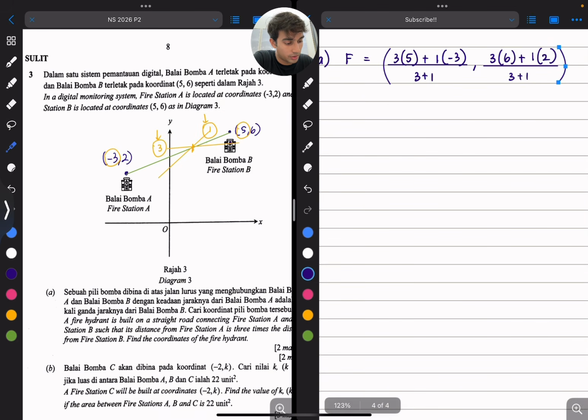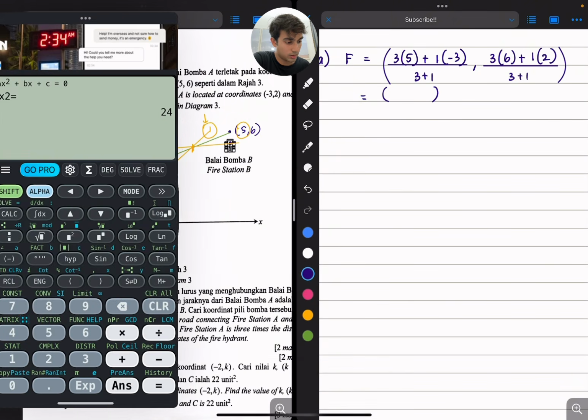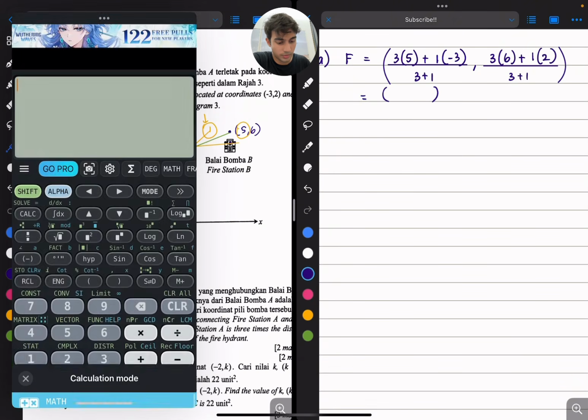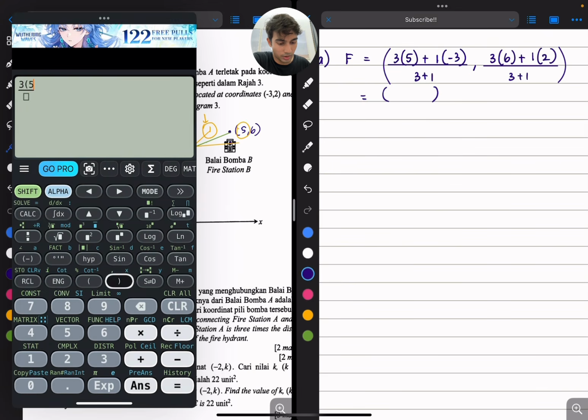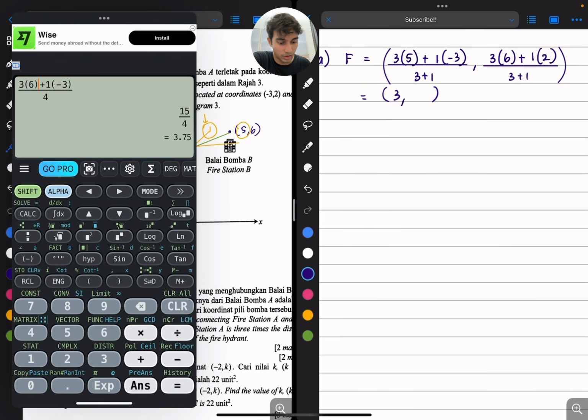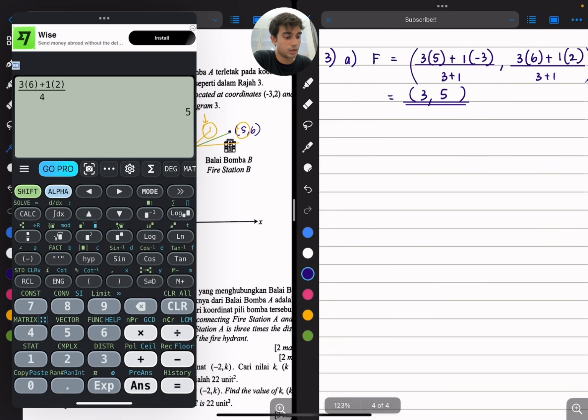So then we can find the coordinates of F. Three times 5 plus 1 times -3, divided by 4, we get 3. Then 3 times 6, 1 times 2, we get 5. So the coordinates of F, the fire hydrant, is (3, 5). Done.